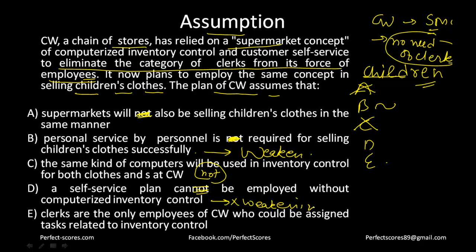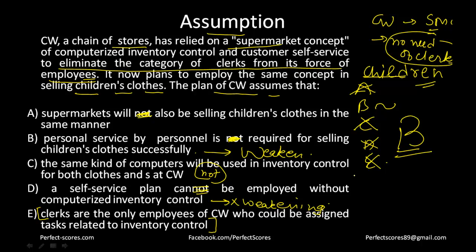That means originally option D was not the assumption. And then we have E. Clerks are the only employees of CW who could be assigned tasks related to inventory control. Now we do not even need to negate this option because it is totally out of scope. So hence our answer is going to be B.